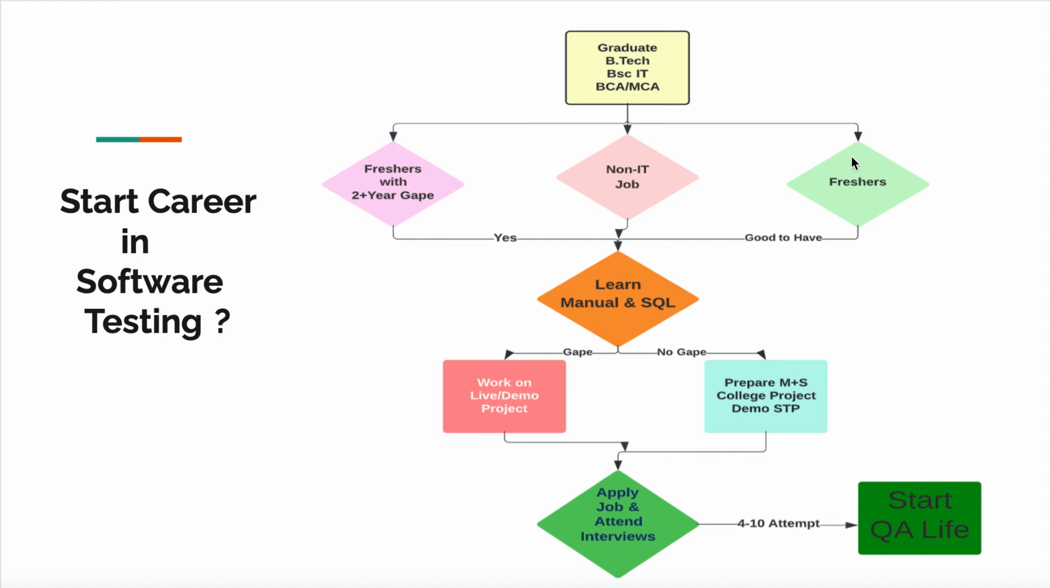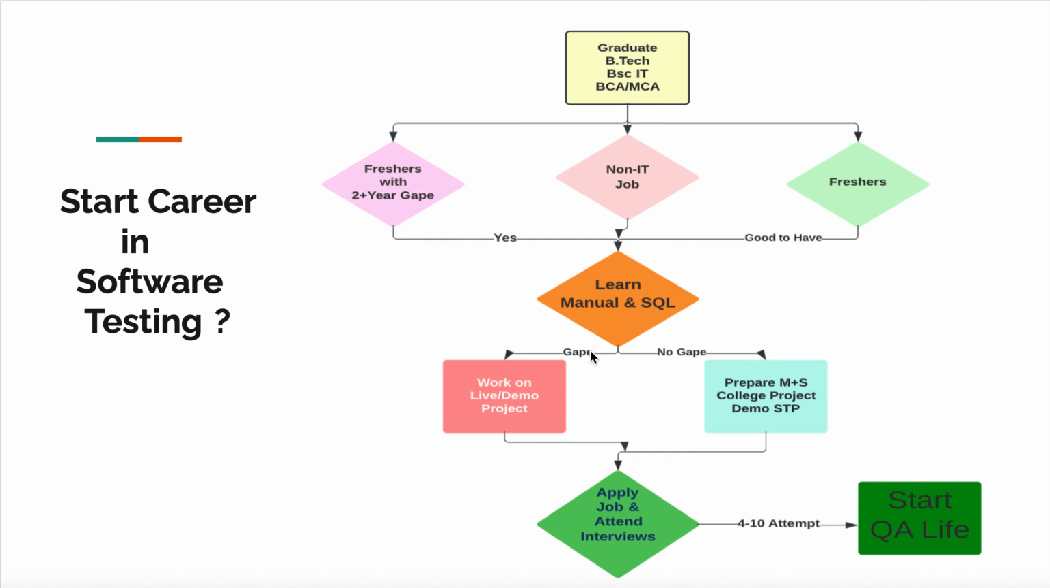If you are a fresher, you can directly learn manual testing and SQL. For a fresher with a gap also, at all levels, first they need to learn manual testing and SQL. Then, freshers who don't have any gap can prepare for manual testing and SQL, and along with that prepare their college project. If you have a demo software testing project, that will add an advantage to your resume or career, so that you can start applying for jobs, attend a few interviews, and after 4 to 10 attempts you can land a QA job for sure.